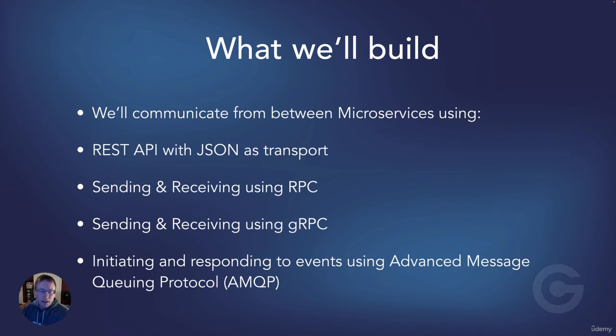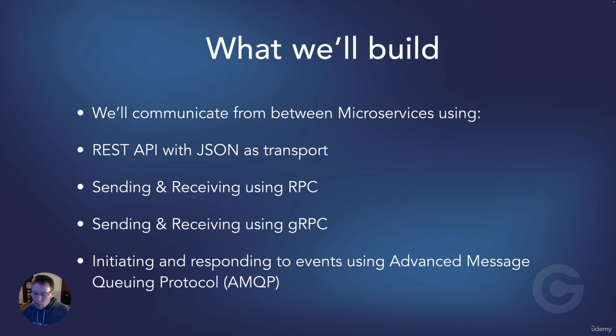Okay? Now we'll communicate between microservices using the REST API with JSON, and that's what we'll start with. We'll also send and receive responses using RPC or remote procedure calls. And we'll also send and receive responses using gRPC, Google's remote procedure calls, which is kind of cool, but it does require some boilerplate code. We're going to do it anyway. And finally, we'll initiate and respond to events using the Advanced Message Queuing Protocol called AMQP. And we'll do that with RabbitMQ as the back end.